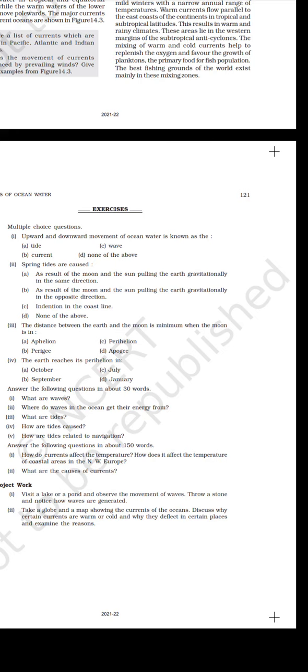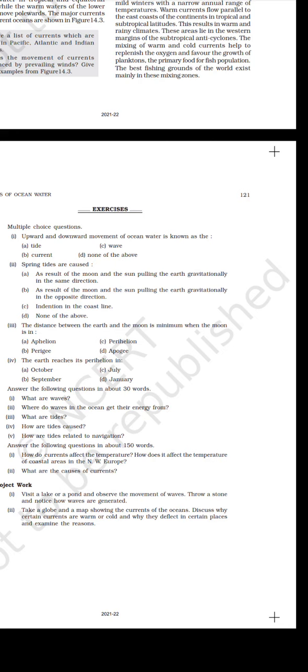As a result of the moon and the sun pulling the Earth gravitationally in the opposite direction: indentation in the coastline, none of the above. The distance between the Earth and the Moon is minimum when the Moon is in: aphelion, perihelion, perigee, apogee. The Earth reaches its perihelion in: October, July, September, January.